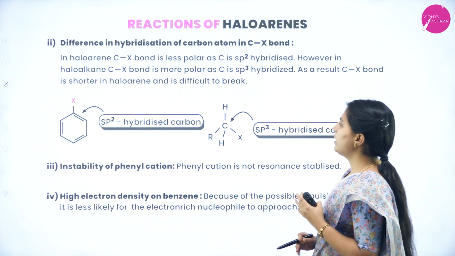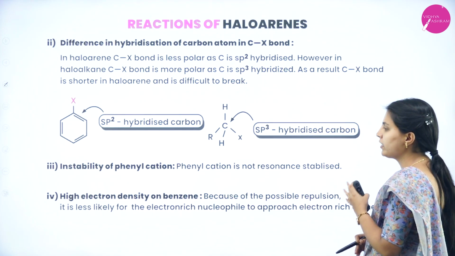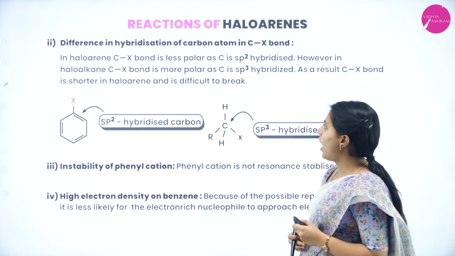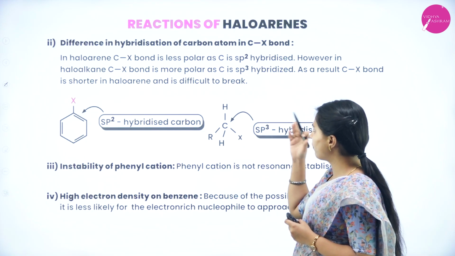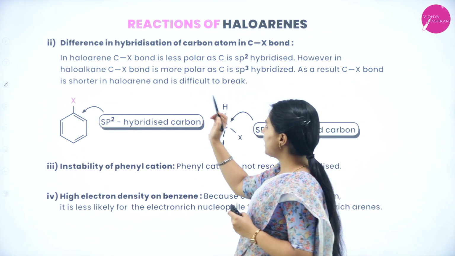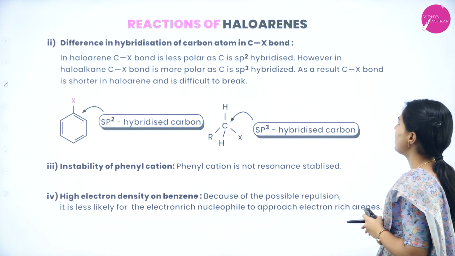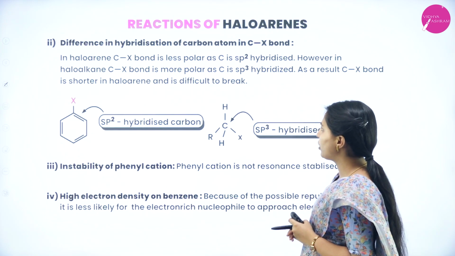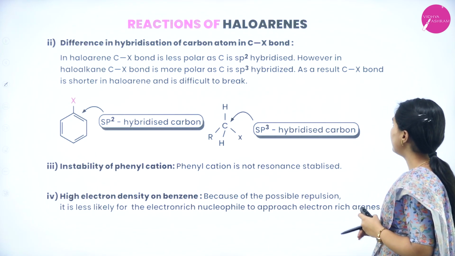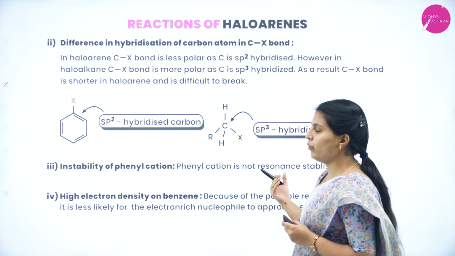First one is the resonance effect. Next one is the difference in hybridization of the carbon atom in the C-X bond. In haloarenes, the C-X bond is less polar as carbon is sp2 hybridized. However, in haloalkanes, the C-X bond is more polar as carbon is sp3 hybridized. As a result, the C-X bond is shorter in haloarenes. It is difficult to break.